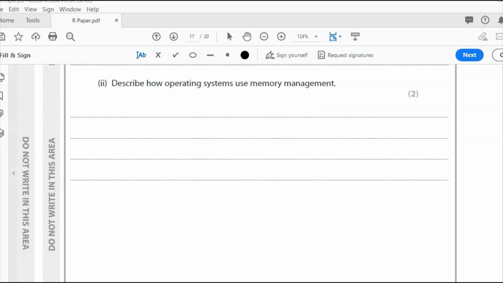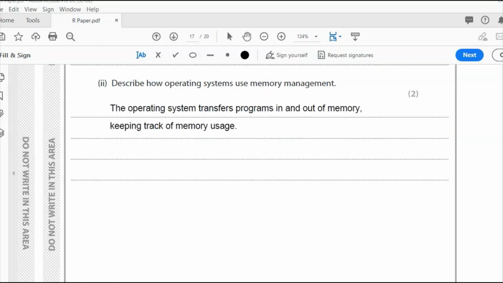D2. Describe how operating systems use memory management. So the operating system transfers programs in and out of memory, keeping track of memory usage. So memory, or RAM, is assigned to frequently used programs. So as you're running the program, the instructions are stored in RAM. Obviously, the more RAM you have, the more programs you have open, the smoother your computer runs.